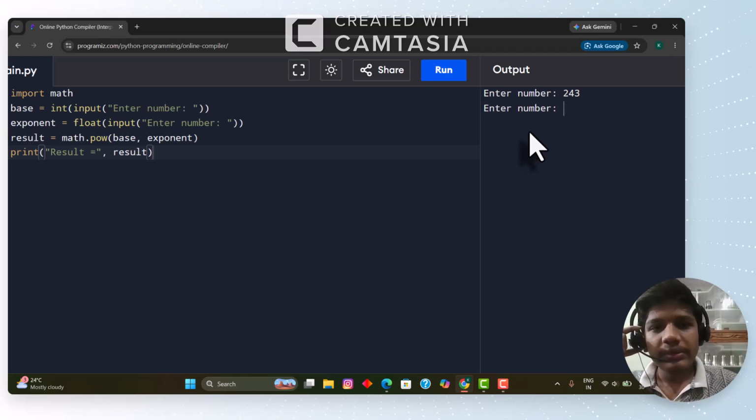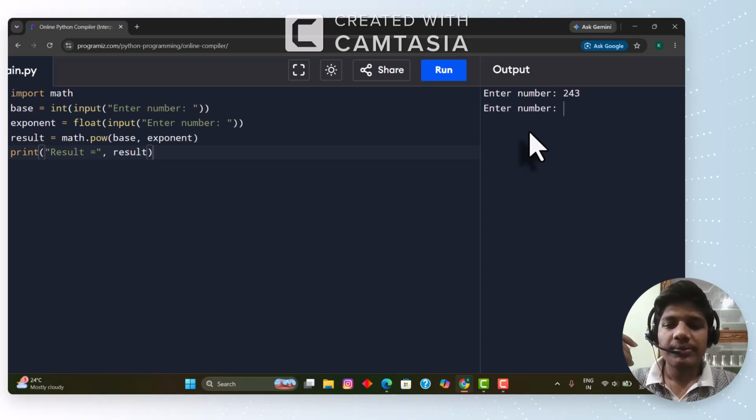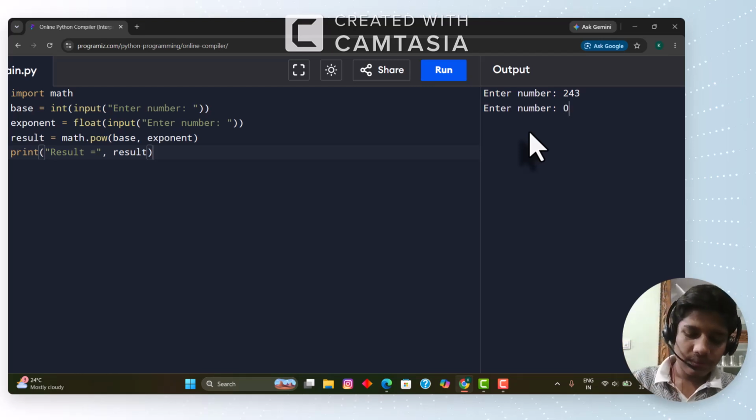So if the 3 power 5 goes to the right hand side, what will happen? 243 whole power 1 by 5. 5 becomes 1 by 5 there. So same as enter number. So what is the number here? 1 by 5. So what is the value of 1 by 5? The exact value is 0.2. So 0.2.